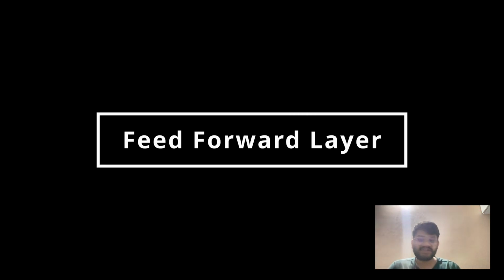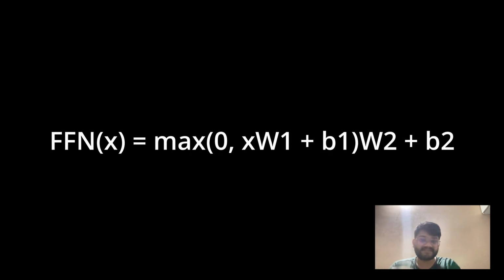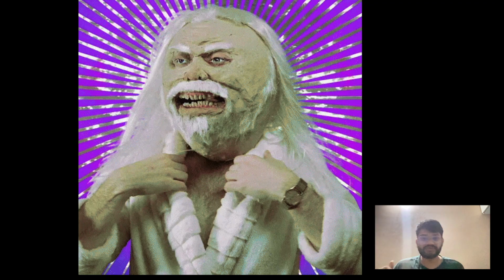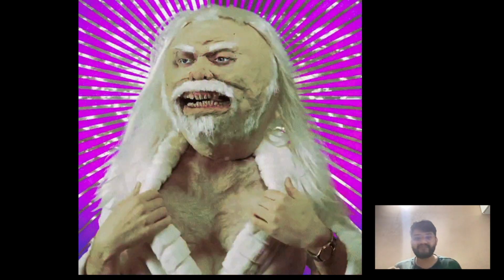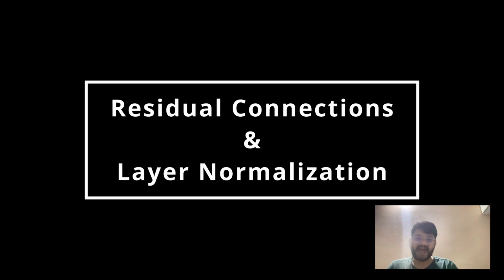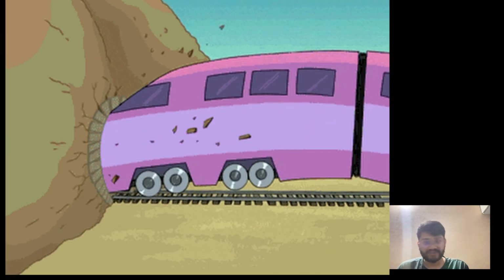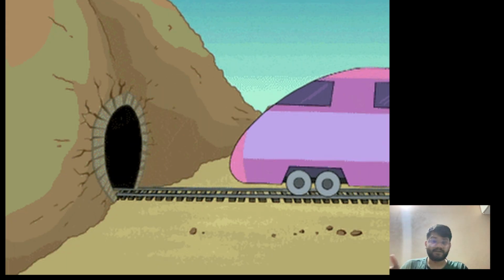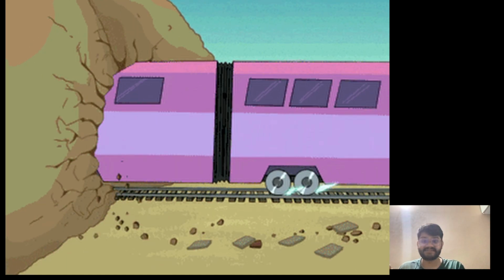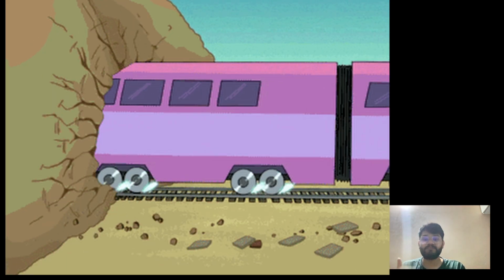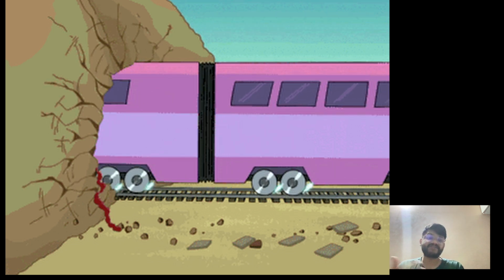Then we have a feed-forward layer. After attention, each token representation passes through a position-wise feed-forward neural network, which has this formula. And this introduces non-linearity and feature transformation. Then we have residual connection and layer normalization. So every sublayer includes a residual connection, then layer normalization stabilizes training. This helps deep models like BERT train efficiently.